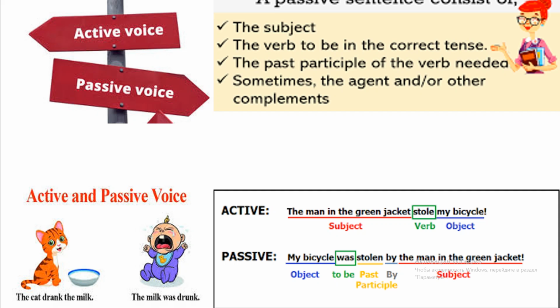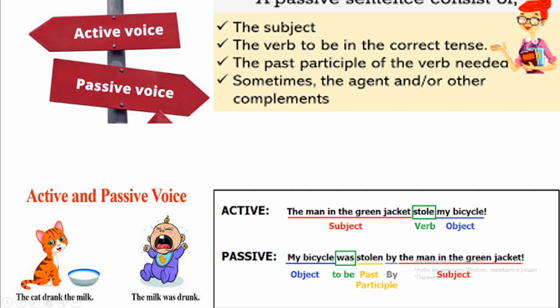Here it is. The passive sentence consists of the subject, the verb to be in the correct tense, the past participle of the verb needed. You should know that we need to just add ed at the end if it's a regular form. Sometimes the agent and other complements, and here it is, active and passive voice. The cat drank the milk. The milk was drunk. And here it is once again, just as a reminder: the man in the green jacket stole my bicycle. This is active and passive. My bicycle was stolen by the man in the green jacket.